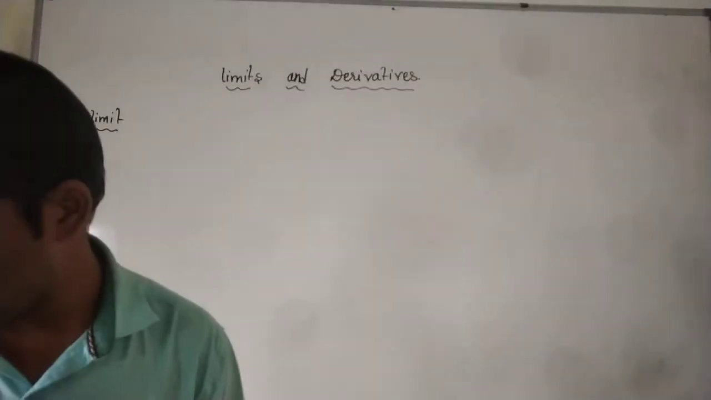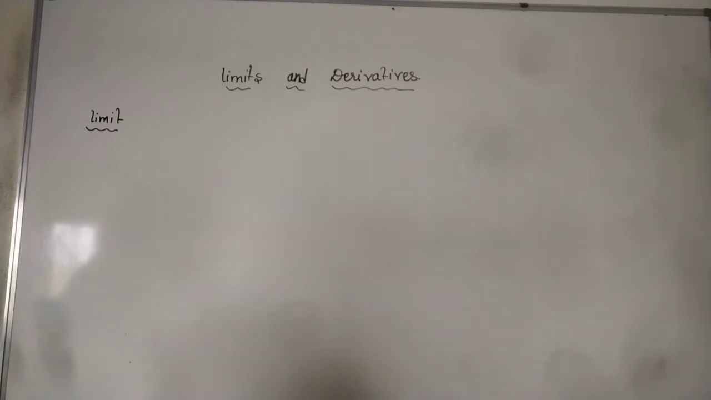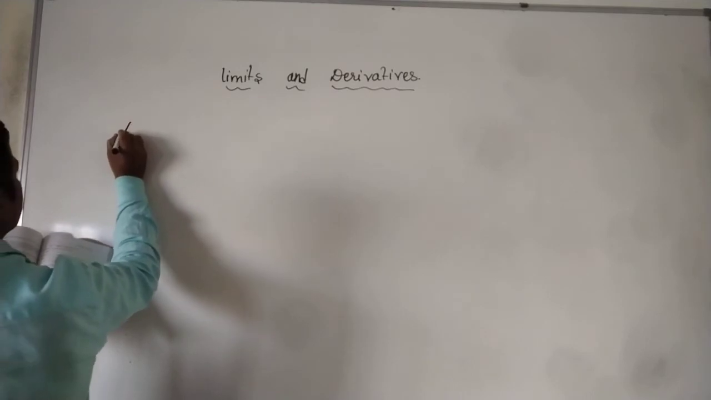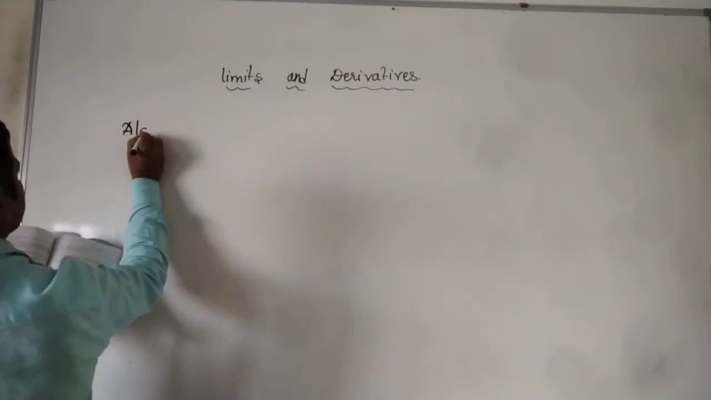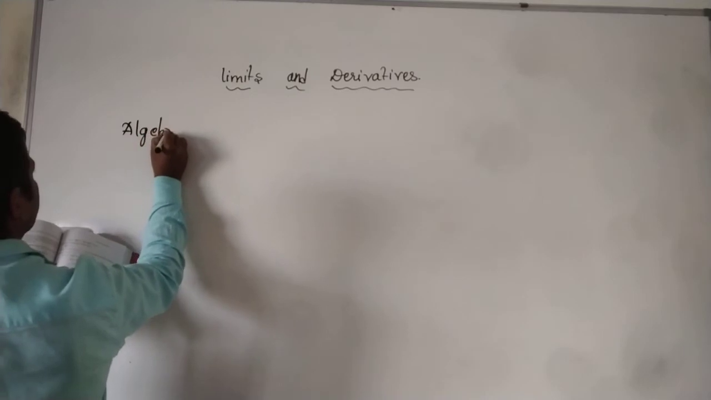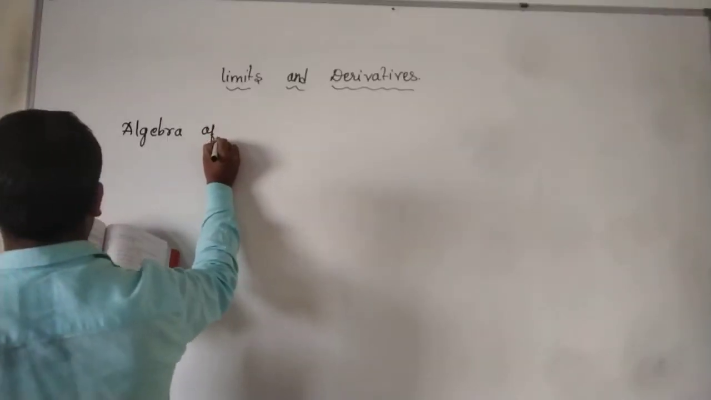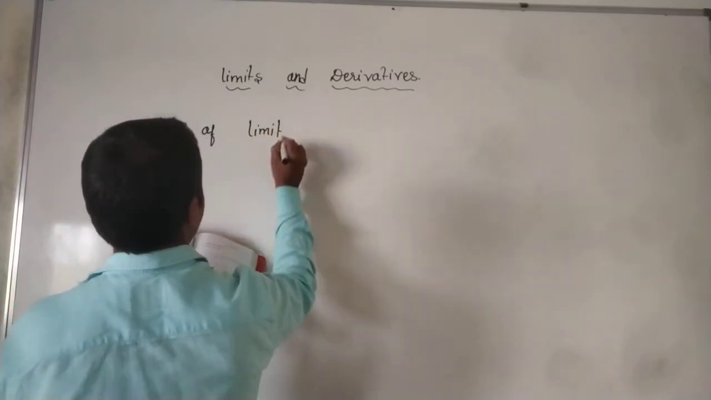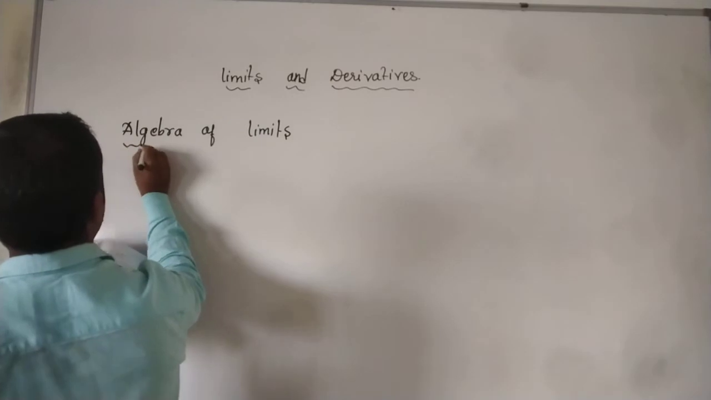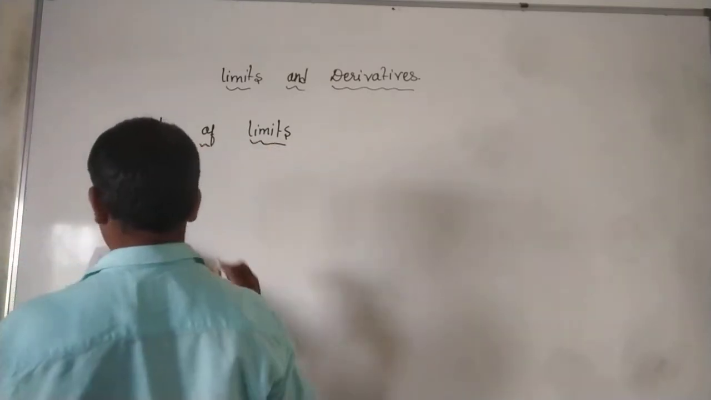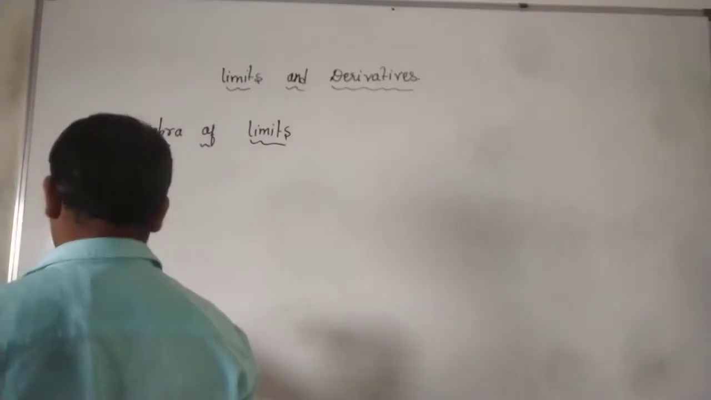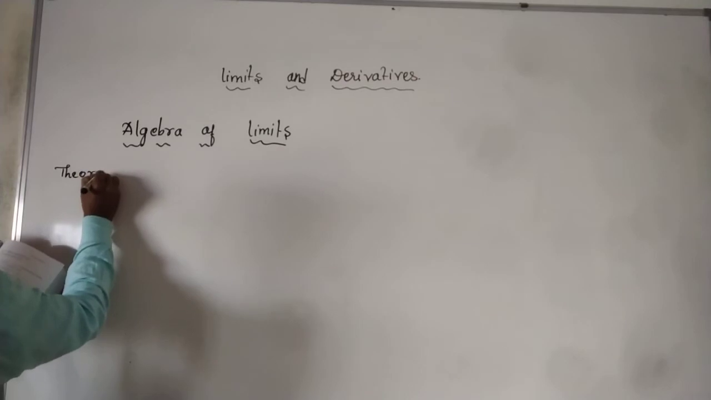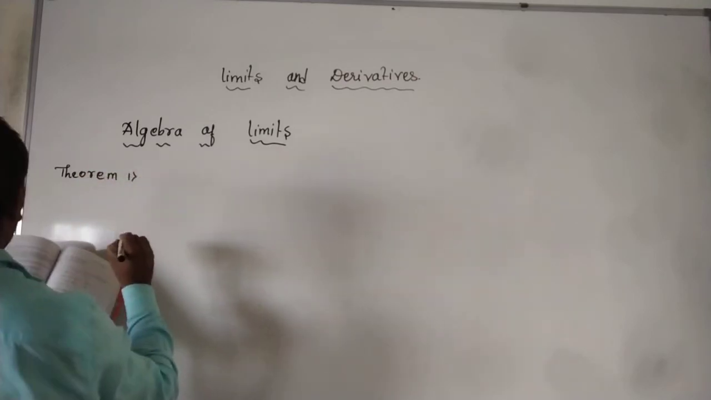Algebra of limits, algebra of limits. It means the limit of two functions. So, theorem number 1.